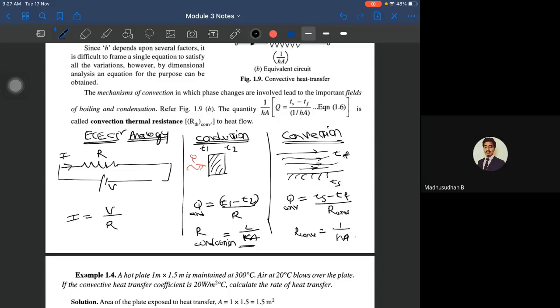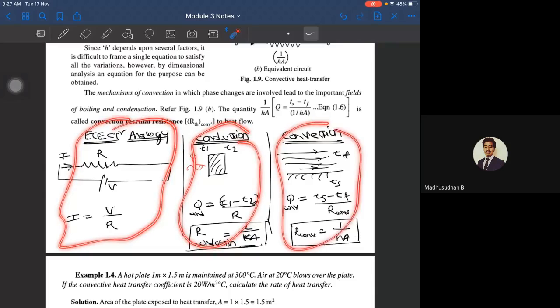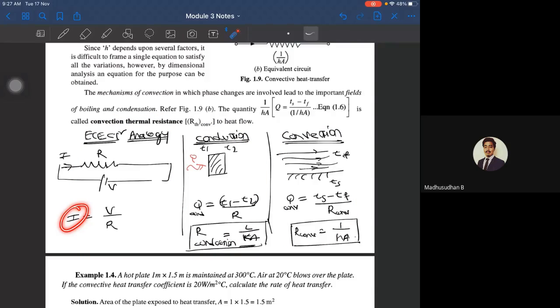You have to remember these two expressions. What is R for conduction? That is L divided by Ka. Similarly, R for convection is 1 divided by hA. The analogy of these three is just similar. All these three can be analyzed in the same way: here you require current to be passed, here you require heat to be passed. You require the potential difference across the ends to drive it, so V here. You require the temperature difference across the ends to drive it, so it is T1 minus T2 here and Ts minus Tf here in case of convection.